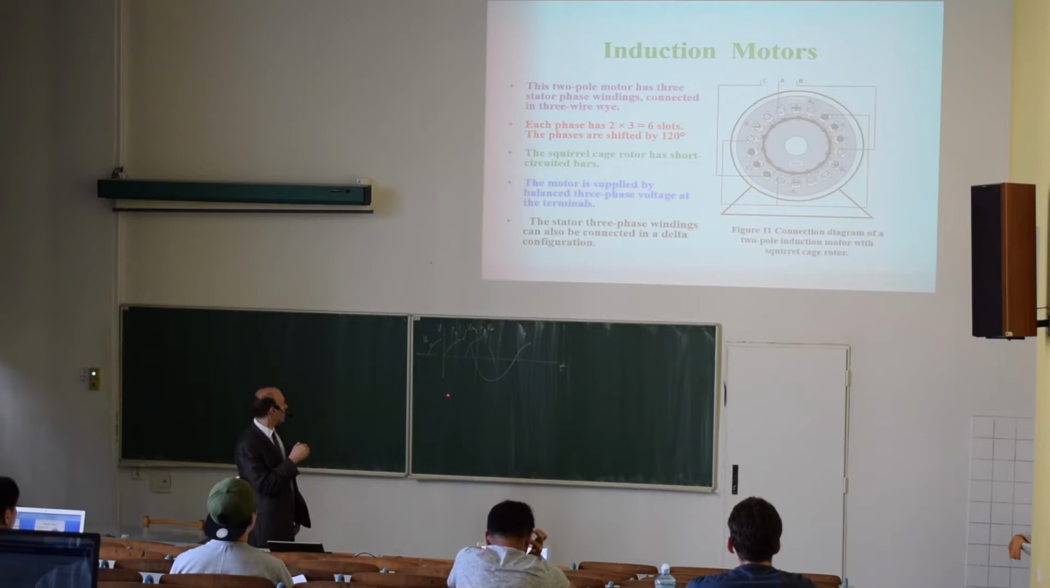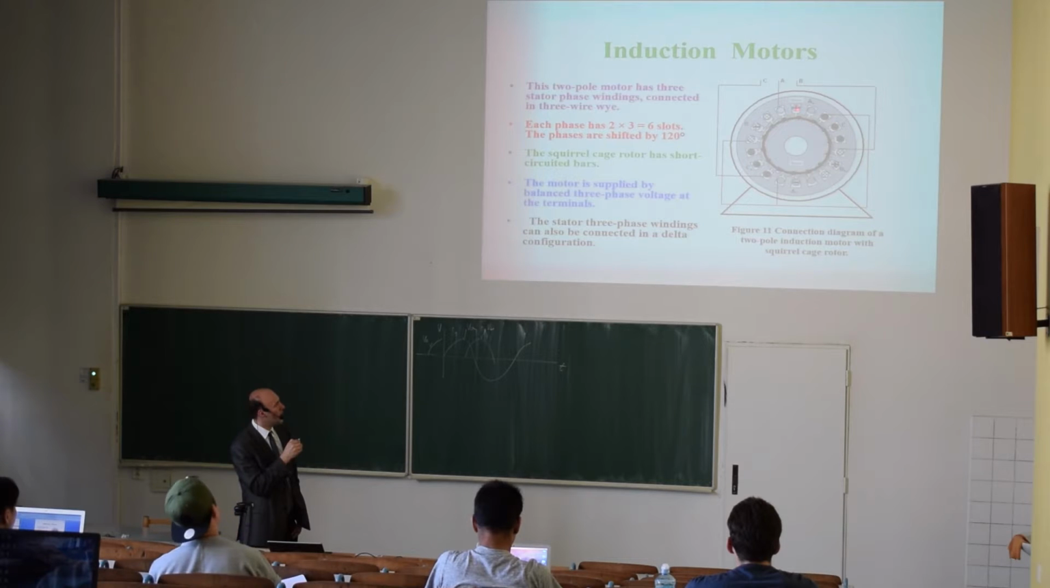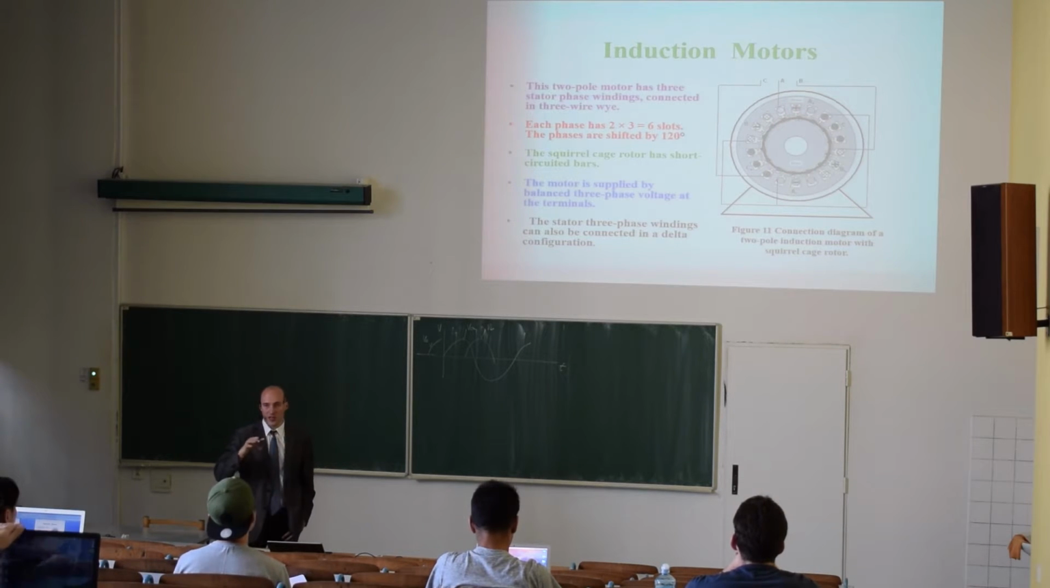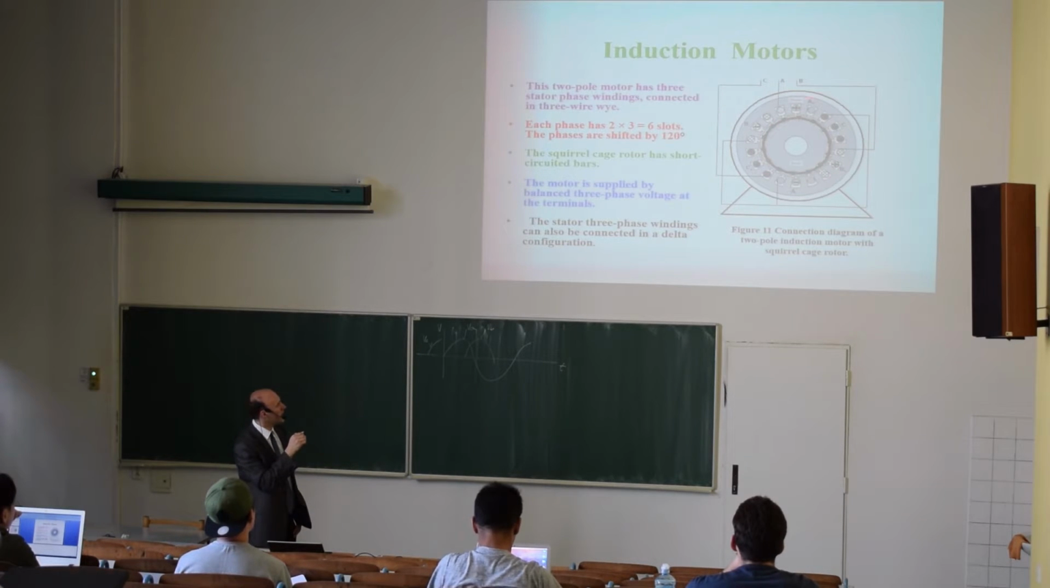So if you add this together, you will see that the stator magnetic field appears to be rotating. And it will have the same effect as if you had a permanent magnet on the stator and you would move it. So now we have a rotating magnetic field with some frequency around the stator.